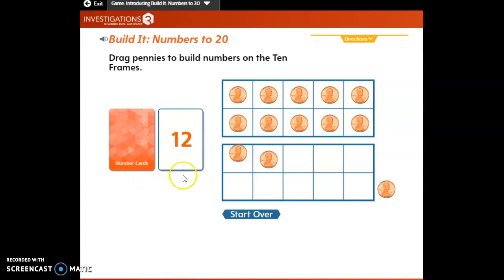I believe that you made some number cards last week. You can use those number cards, pull out a number, and then build your number with objects in a 10 frame. 10 frames are an organized way that we can see numbers quickly. And so we're going to be practicing using 10 frames a lot in first grade.